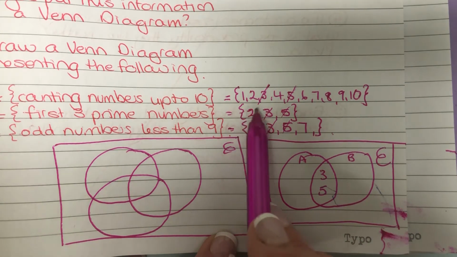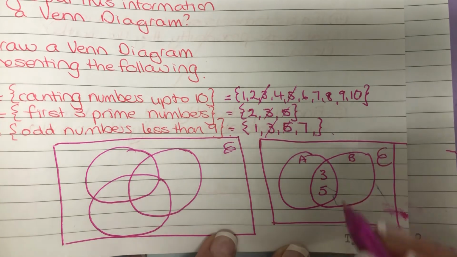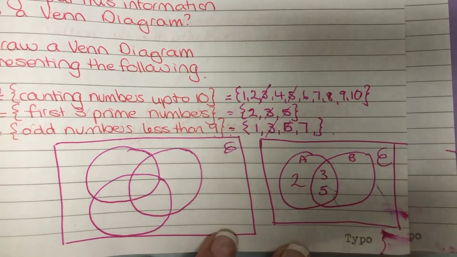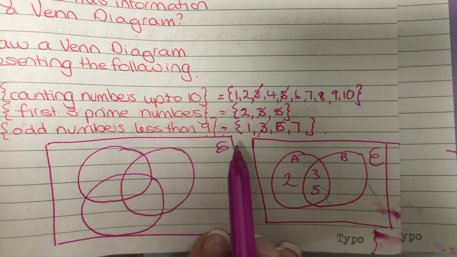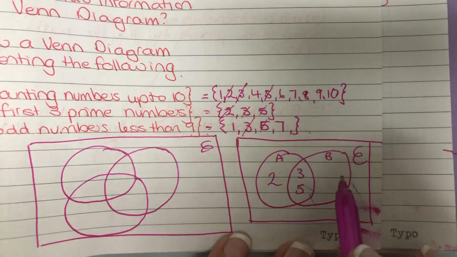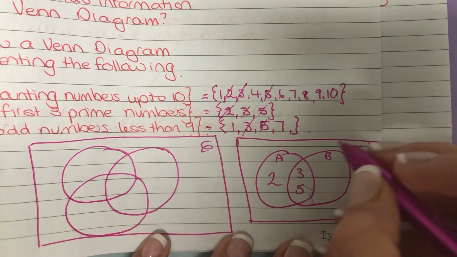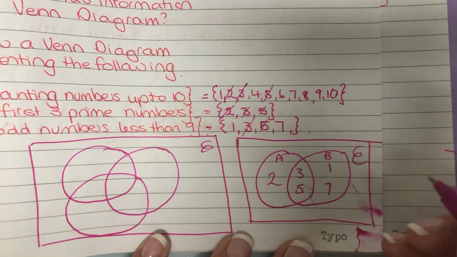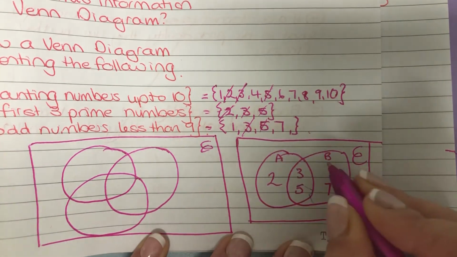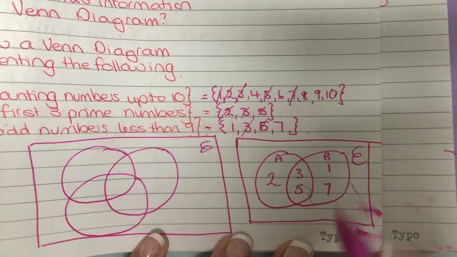What's left? There's a 2. So that means the 2 is in A, but it's not in B. Where do we show that? Over here. And we're going to cross that out and cross it out up here. Okay, what about in B? Odd numbers less than 9. We've got a 1 and a 7. So they go there and there because they're in B, but they're not in A. I'm going to come up here and get rid of them.